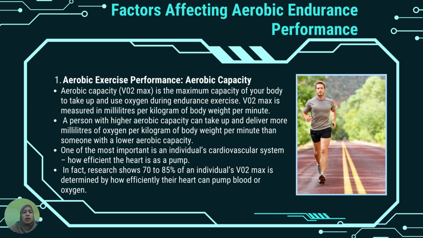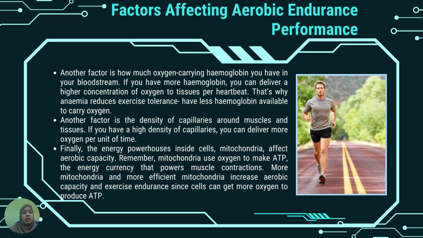One of the most important is an individual's cardiovascular system, that is, how efficient the heart is as a pump. In fact, research shows that 70 to 80% of an individual's VO2 max is determined by how efficiently their heart can pump blood or oxygen. Another factor is how much oxygen-carrying hemoglobin you have in your bloodstream. If you have more hemoglobin, you can deliver a higher concentration of oxygen to the tissue per heartbeat. That's why anemia reduces exercise tolerance, as there is less hemoglobin available to carry oxygen.